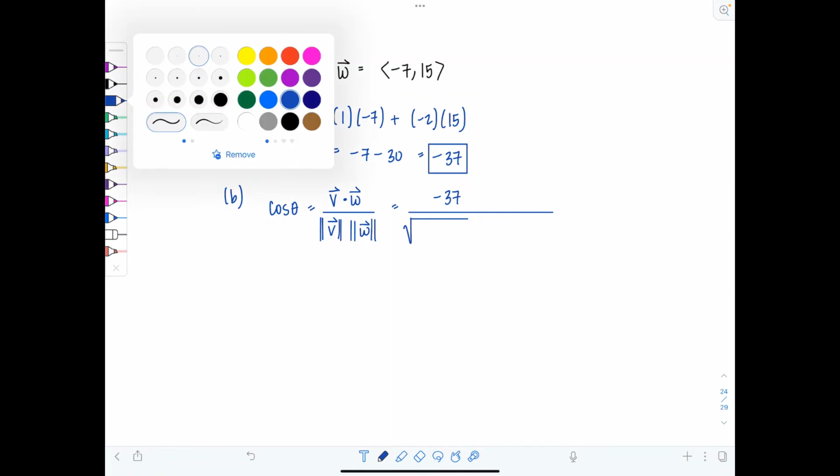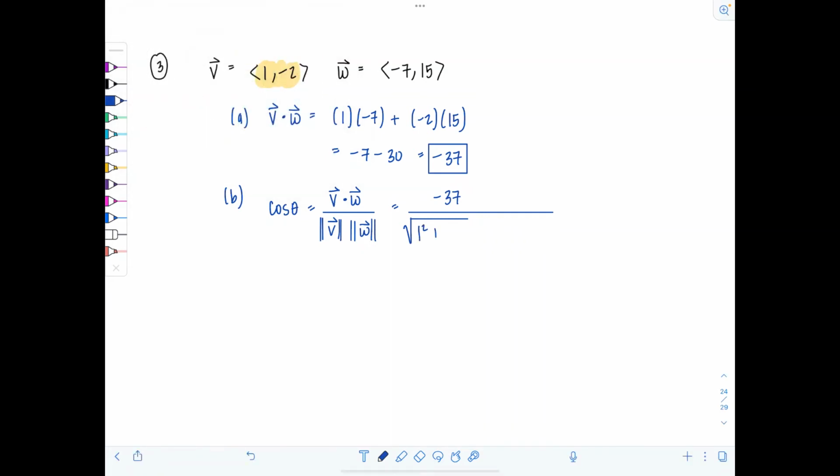1, negative 2. So magnitude is going to be 1 squared plus negative 2 squared. And then I need magnitude of W. W is right here. Okay, great. So that's negative 7 squared plus 15 squared. Okay, so now we have cosine theta equals negative 37 over what's going on in that denominator. This is 1 plus 4.